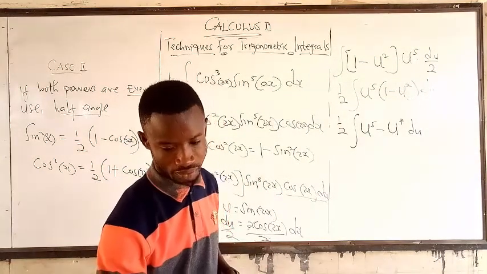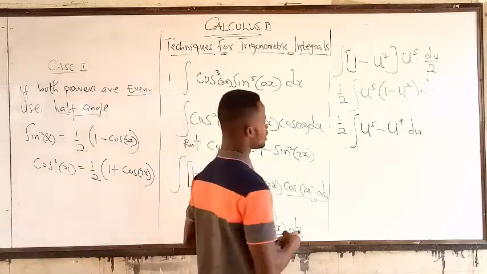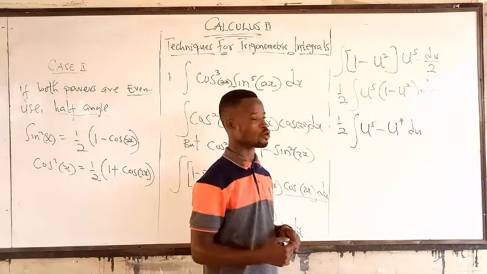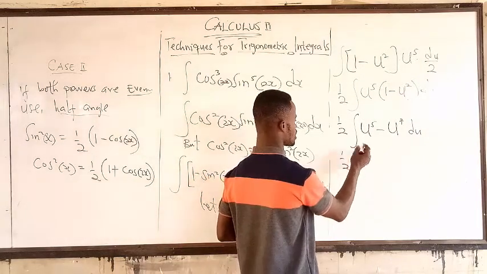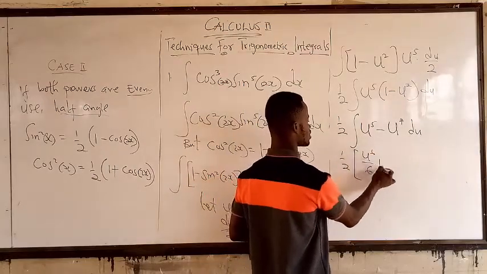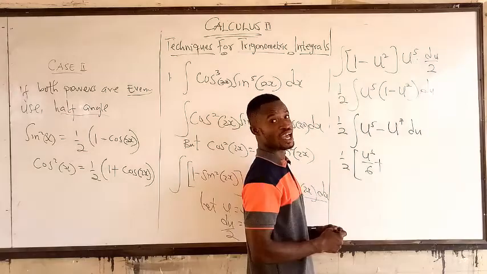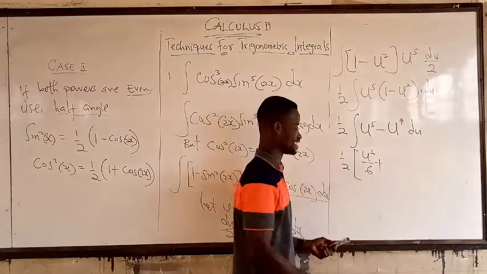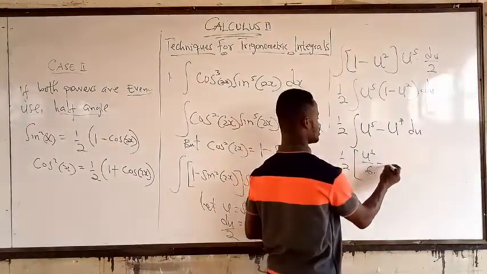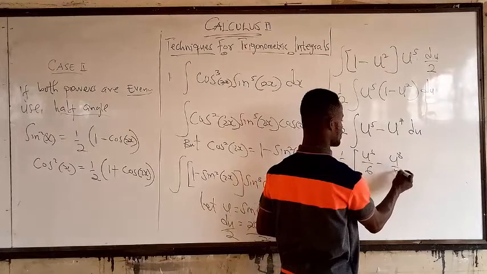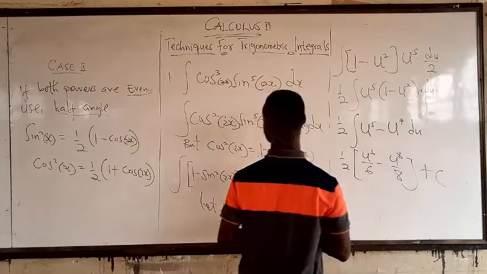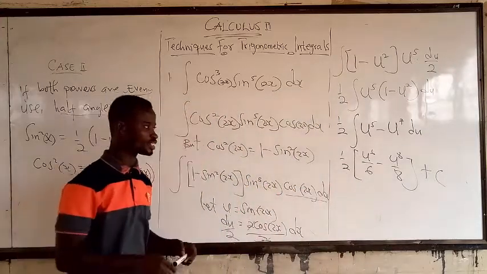So here we can now integrate it. You see, it's now in the proper form. So we can now integrate this one. So u power 6 over 6. Because integration is so easy. Hey, it's not plus, it's what? Minus. Integration is so easy. Power 8 over 8 plus c, because we are dealing with indefinite here. So don't forget your plus c.